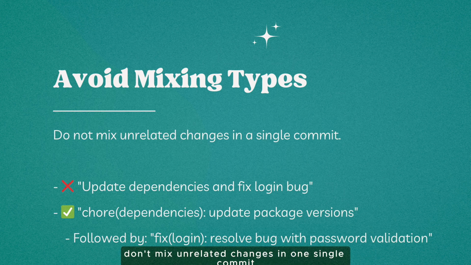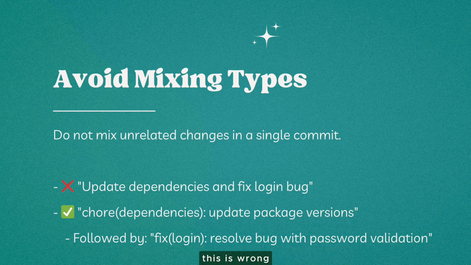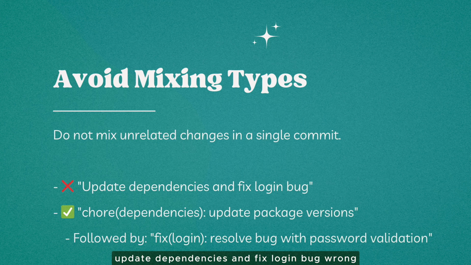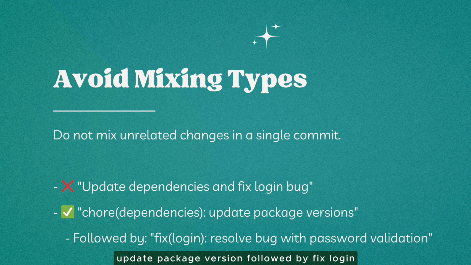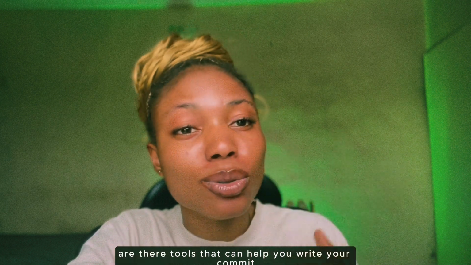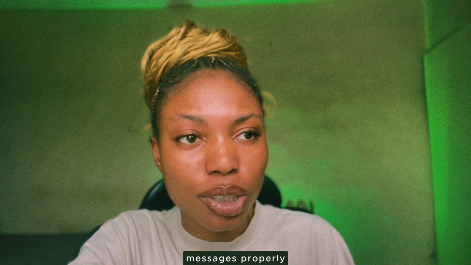Don't mix unrelated changes in one single commit. This is wrong: update dependencies and fix login bug. Wrong. It should be chore dependencies, update package version, followed by fix login, resolve bug with password validation. That's correct. And finally, are there tools that can help you write your commit messages properly?